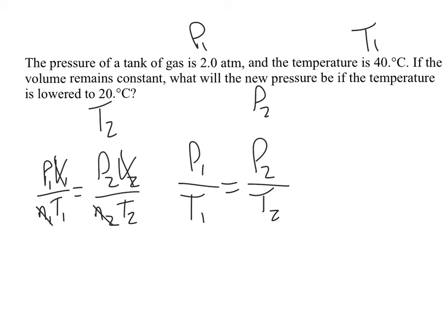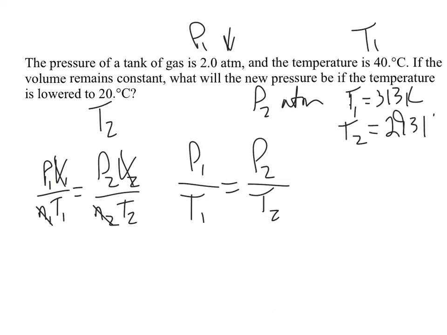Our pressure's going to go in as atmosphere, so it's going to come out as atmosphere. And our temperatures do need to be converted, so we're going to convert from Celsius to Kelvin. So our T1 gains 273 and goes from 40 to 313 Kelvin. And our T2 is going to go from 20 to 293 Kelvin.